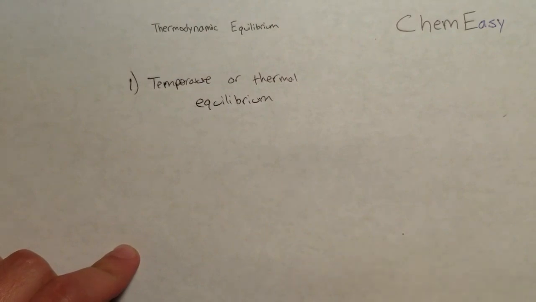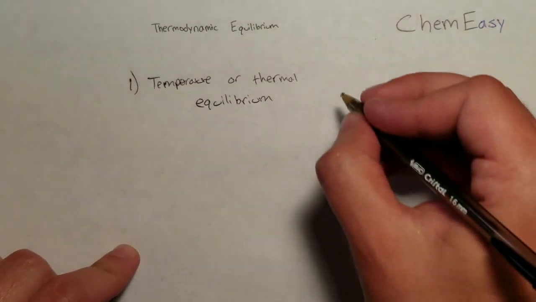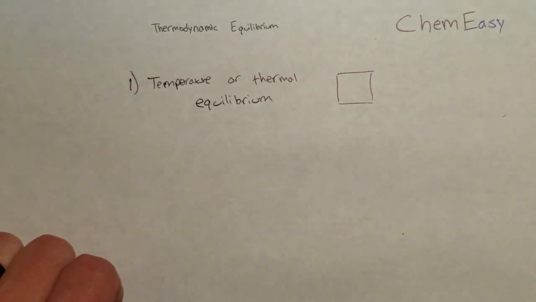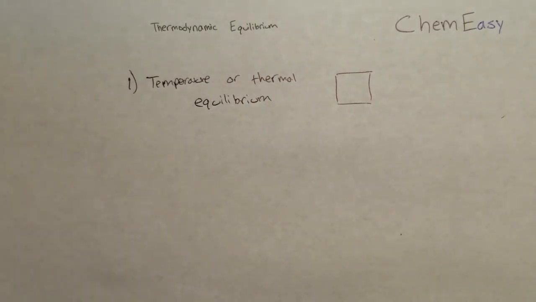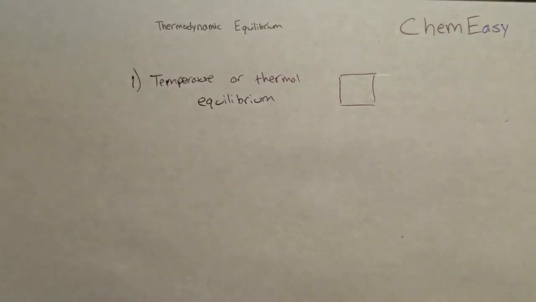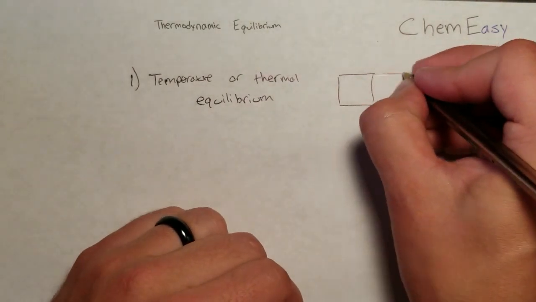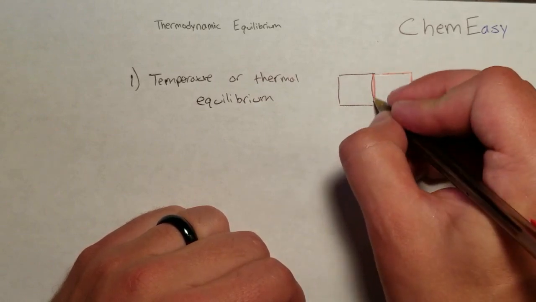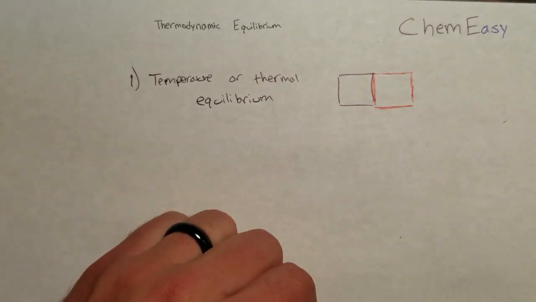Let's say you have two objects touching each other. You get to use colors here. See if this shows up or not. Whoops. There we go. Okay, so guess which one is hot? It's the red one, right?